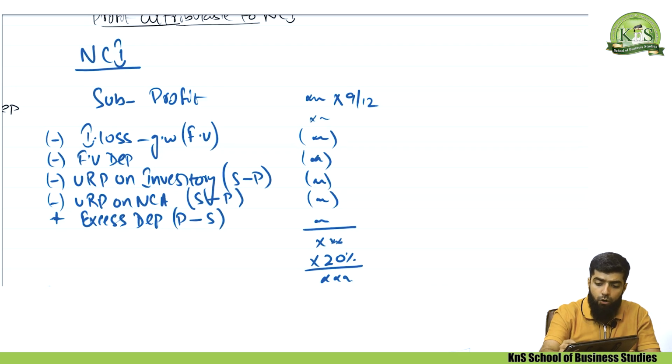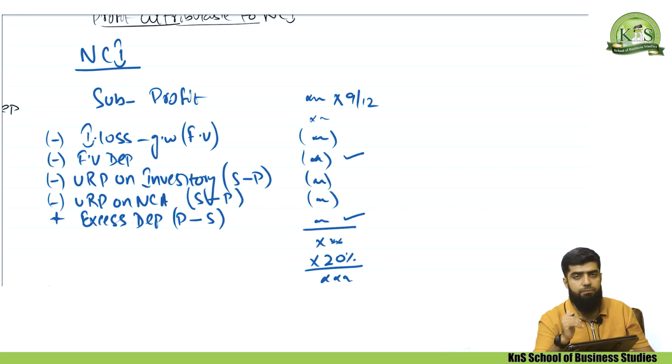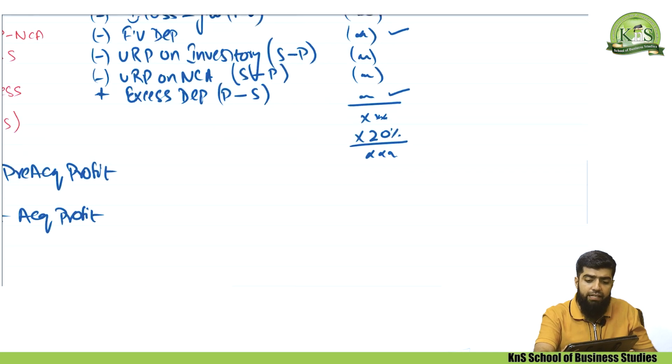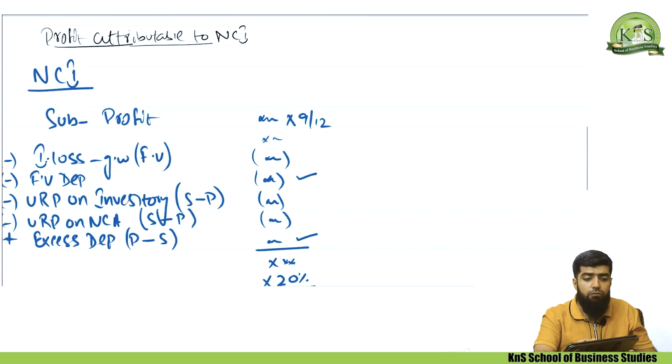And remember, all of the depreciation, like fair value depreciation or the excess depreciation, needs to be apportioned. Otherwise, impairment loss and unrealized profit do not need to be apportioned, as these are by default post-acquisition adjustments, so there is no need to adjust them. Okay, so this was the consolidated statement of profit and loss, and we have discussed what maximum adjustments the examiner might ask you from the consolidated P&L question.